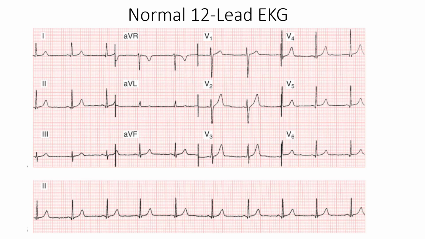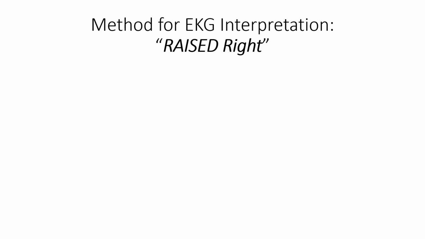And then look down at the rhythm strip and see if you can identify all of the waves, intervals, and components of the EKG. So the method for interpretation, I use the mnemonic checklist RAISED RIGHT. And the reason I harp on this is because we want to be efficient, but also be thorough in our approach to electrocardiography. And so the R in RAISED RIGHT is going to represent rate and rhythm.